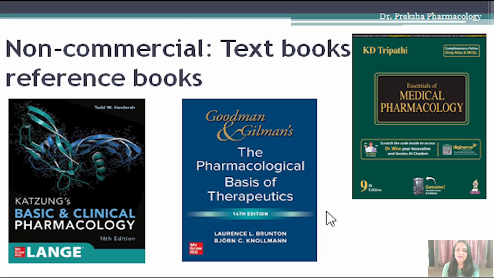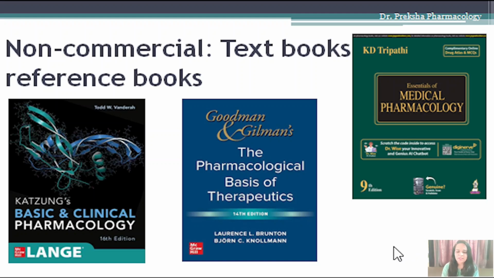So to begin with, the non-commercial sources of drug information are usually textbooks and reference books. Here in this figure you can see Essentials of Medical Pharmacology by K.D. Tripathi. This is a non-commercial source of drug information. Then Goodman and Gilman's The Pharmacological Basis of Therapeutics. This is also a non-commercial source of information, and another is Katzung's Basic and Clinical Pharmacology.